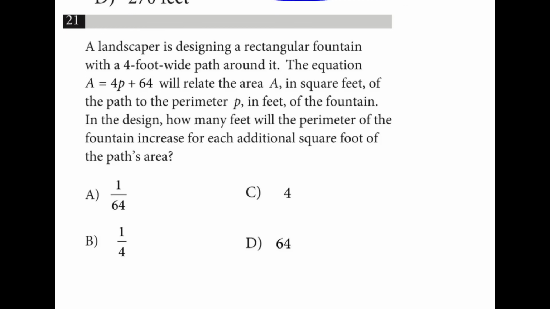We're designing a rectangular fountain with a 4-foot wide path around it. Here's the formula we have. Notice the slope is 4. So every time the p goes up by 4, a will go up by 1. Every time p goes up by 1, a goes up by 1/4.